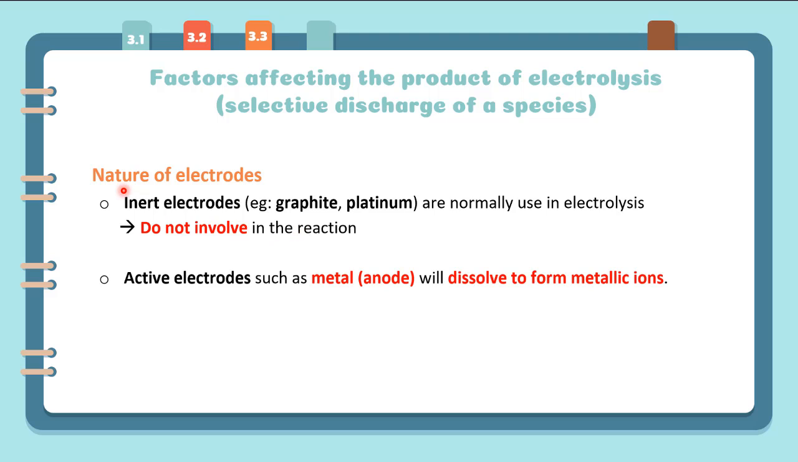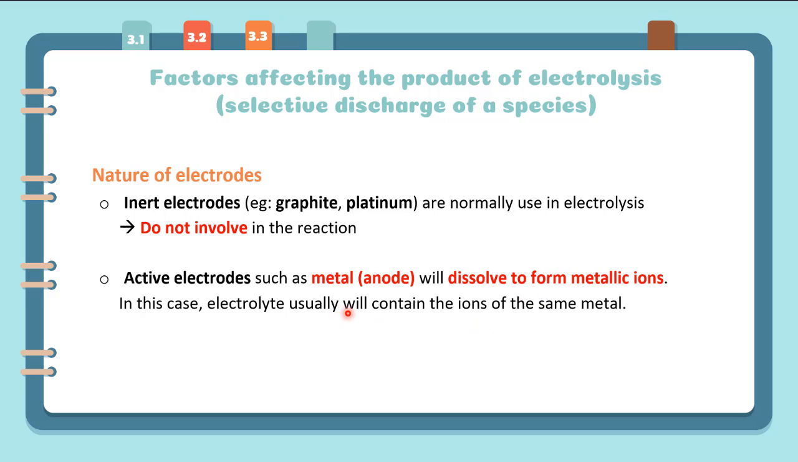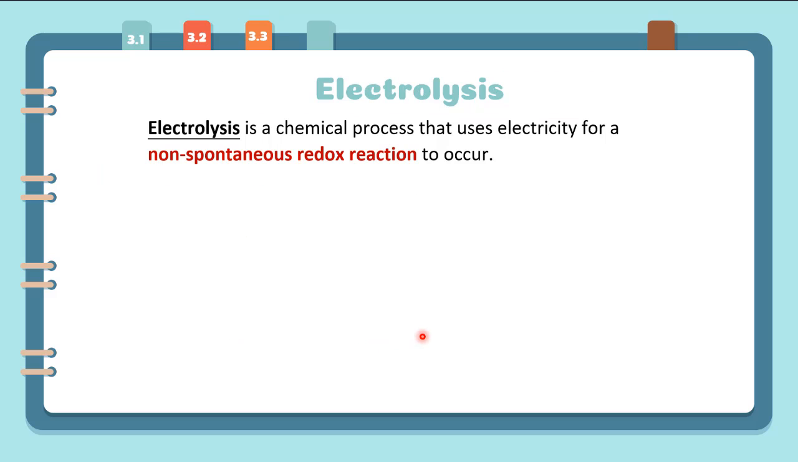The second type of electrode is the active electrode. The word active itself means that it will be involved in the electrolysis process. So this metal electrode will dissolve to form metallic ions. For example, copper becomes copper 2+, silver becomes Ag+. In this case, the electrolyte usually will contain the ion of the same metal. Given the example, copper electrode dissolves to form Cu2+ ion.